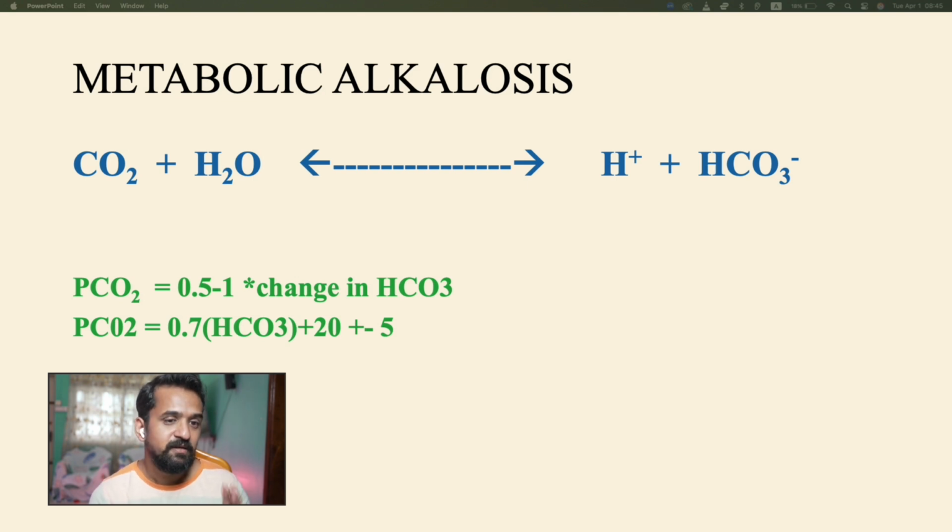Now, from the range, let's say the range was 20 to 30. If the CO2 was less than 20, that means there is additional respiratory alkalosis. If the CO2 is more than 30, meaning it's out of range, that is now respiratory acidosis. So there is additional respiratory acidosis. But if it fits the range, then it's compensating.